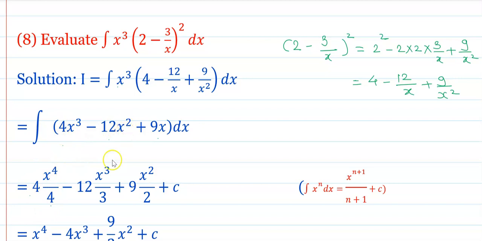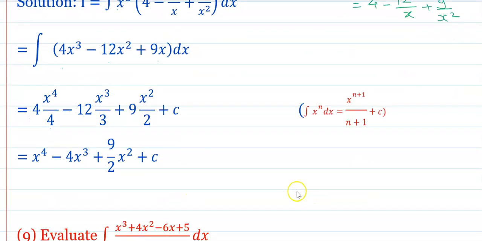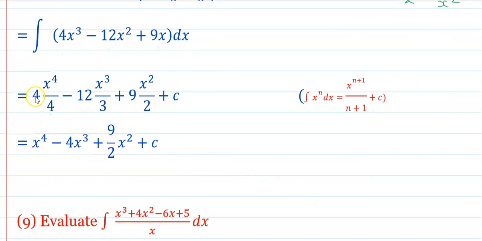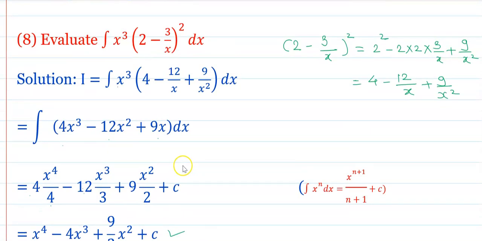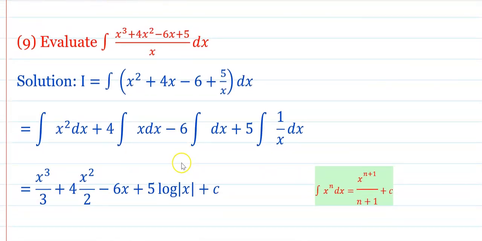X square, then the integral of x cube upon 3 into 12, 9 as it is. The integral of x is x square upon 2 plus c. Here we are using this formula. Now this 4 gets cancelled. 12 upon 3 is 4. 9 upon 2 into x square plus c, and this is the answer. Okay, now the next.